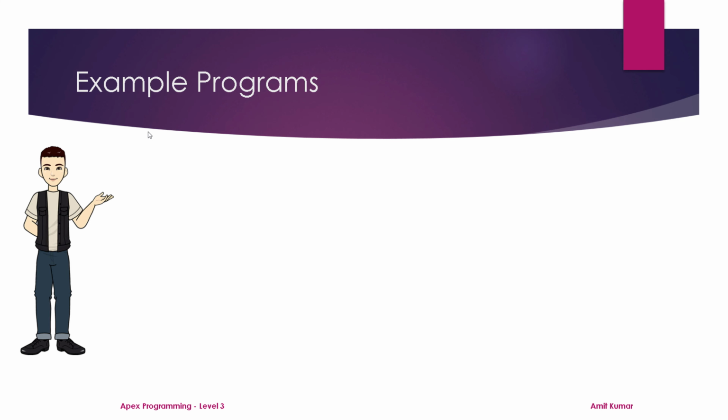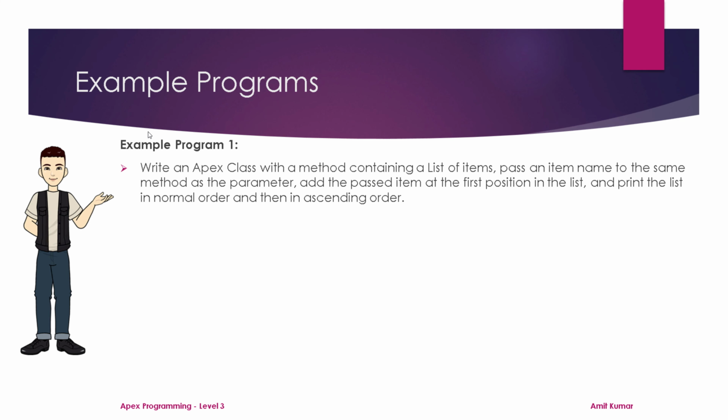So with these programs, we are going to implement the concept that we have studied in this section. So the first example program is: write an Apex class with a method containing a list of items, pass an item name to the same method as the parameter, add the passed item at the first position in the list, and print the list in normal order and then in ascending order.